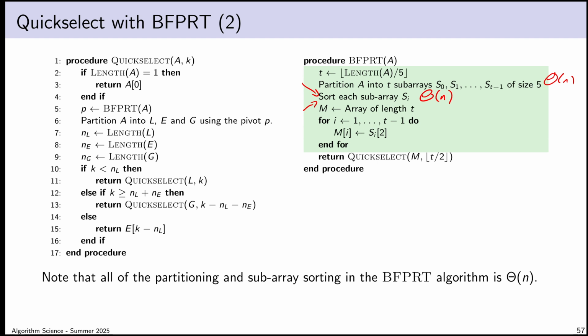If I just say sort each subarray, it's obviously up to me to prove that that's going to take linear time overall. I can't just say it and say, oh, you can go find a way of doing that yourself. So in exchange for writing sort each subarray, I have had to keep saying that sorting one subarray is constant and there are n over 5 subarrays in total. Okay, so I've done two linear time things.